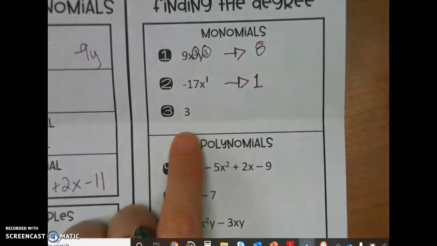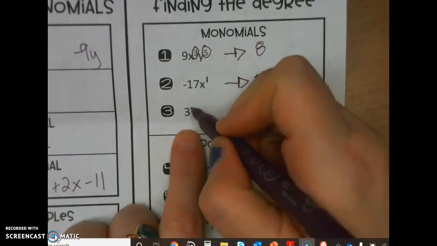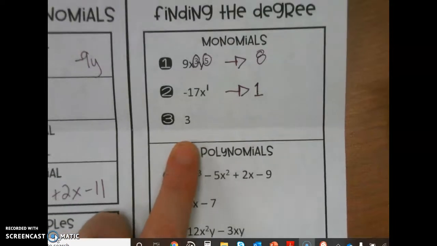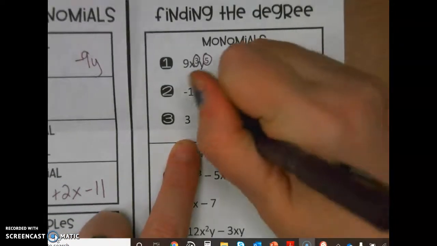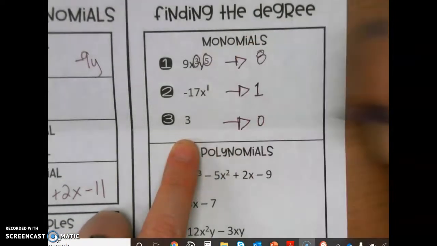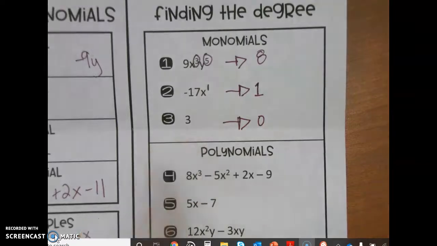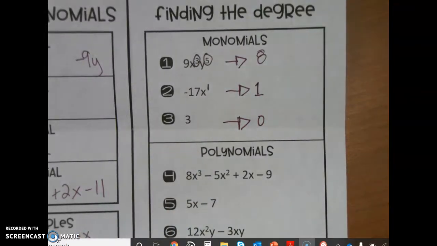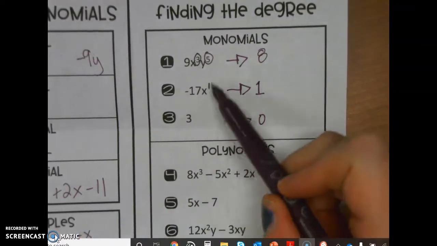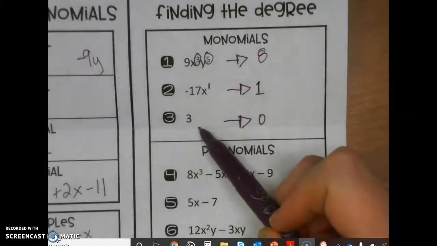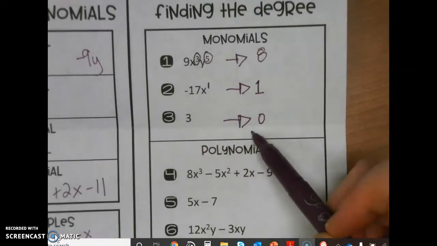What about this one? Well, you're going to say, that's to the 1. No, it's just a plain old number. The degree of this one is 0. Okay? Because we're looking for the variable. This has no variable, so it has no degree.